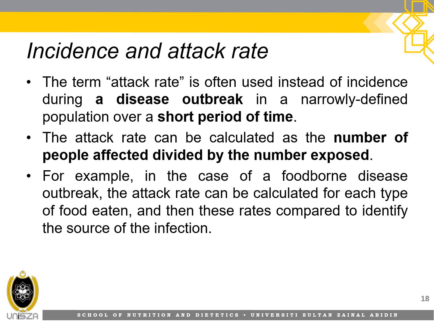The term attack rate is often used instead of incidence during a disease outbreak in a narrowly defined population over a short period of time. The attack rate can be calculated as the number of people affected divided by the number exposed. For example, in a case of a foodborne disease outbreak, the attack rate can be calculated for each type of food eaten, and then these rates compared to identify the source of the infection.